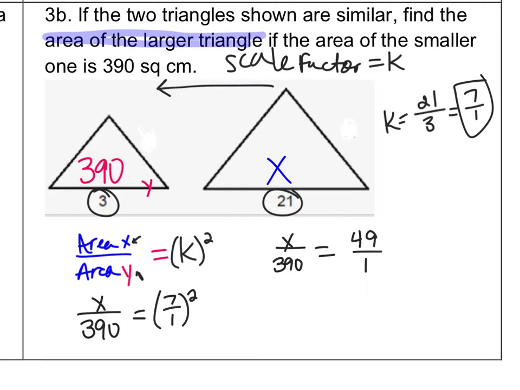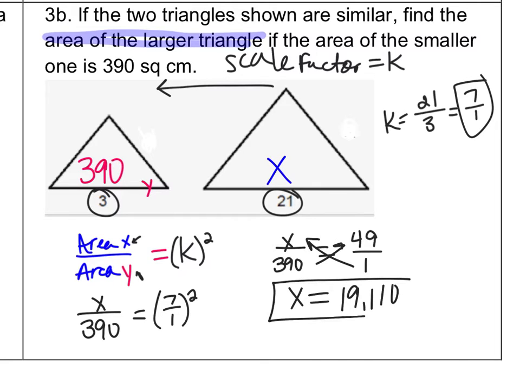Okay, so now that we're here, we're going to cross multiply. So we have x equals 49 times 390, which is 19,110. Okay, so the area of x would be this big old number.